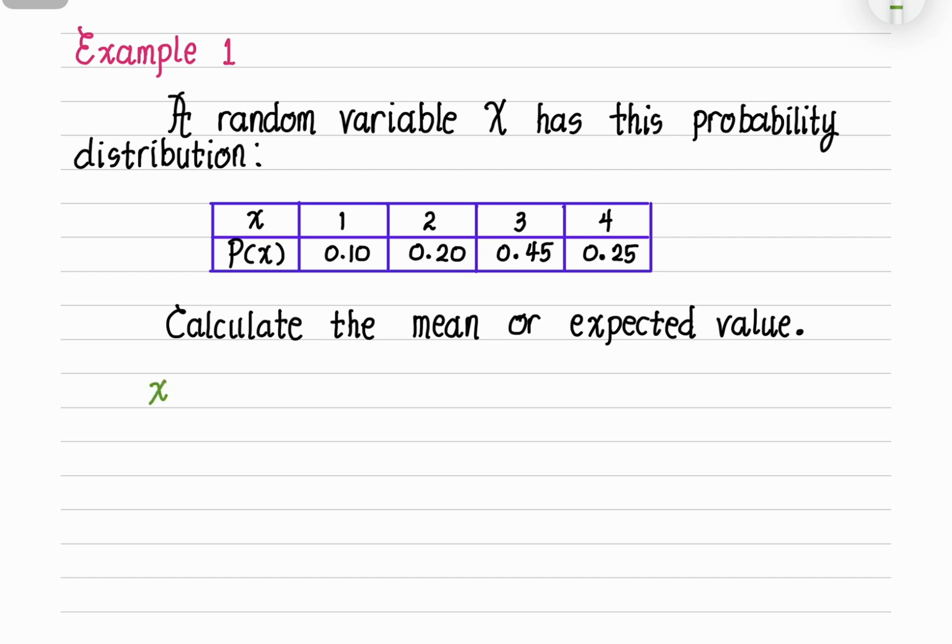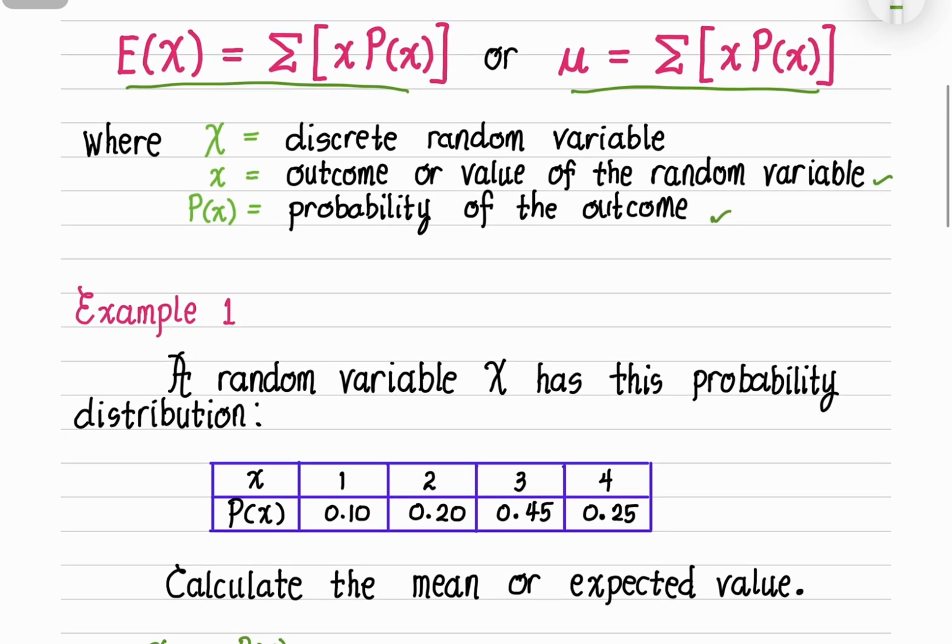Okay, so we have x, and then, under x, or the random variable natin, we have 1, 2, 3, and 4, no? Okay, so we have 1, 2, 3, and 4. And then, we have the p of x, or the probability of x, with its corresponding probability na 0.10, 0.20, 0.45, and then for 4, we have 0.25.